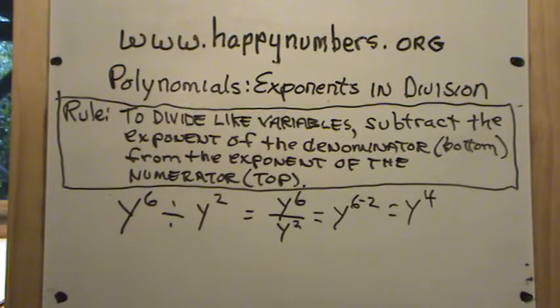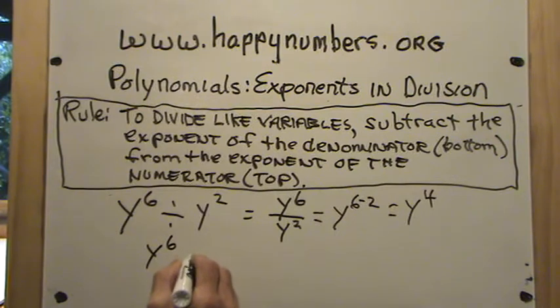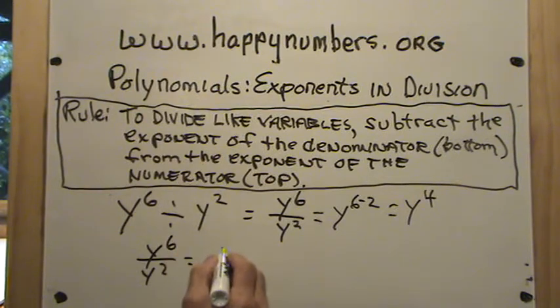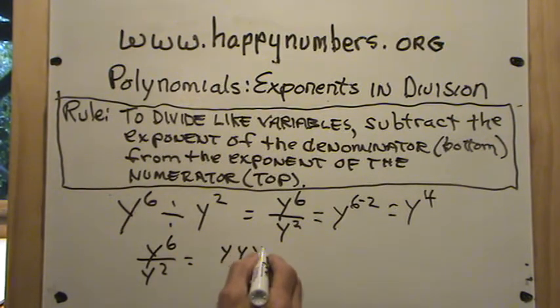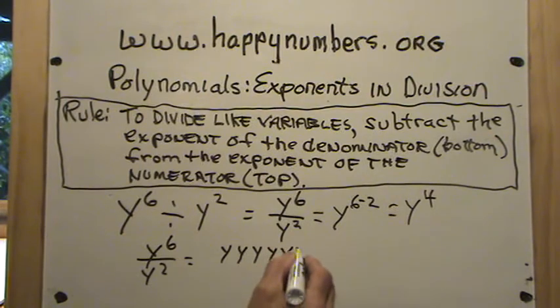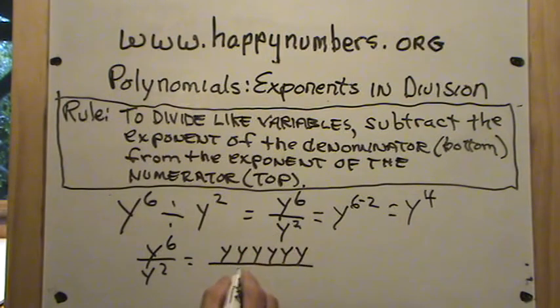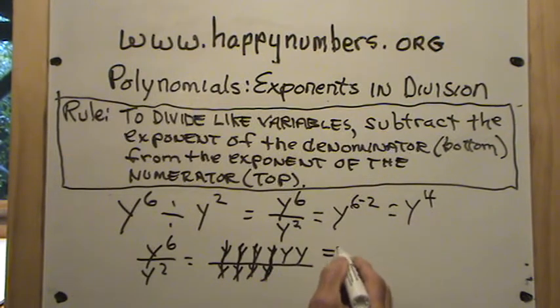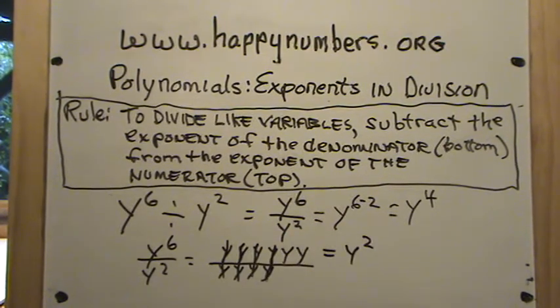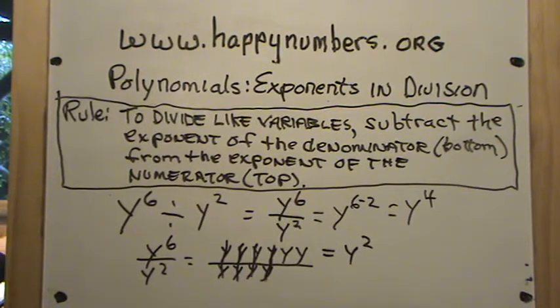But let me show you why that's so. Y to the 6th divided by y to the 2nd really equals: y to the 6th is y times y times y times y times y times y. That's 1, 2, 3, 4, 5, 6 y's. Divided by y to the 2nd, which is 2 y's. Well, these y's can cancel out, and we're left with 4 y's, or y to the 4th. So that's why the rule works.